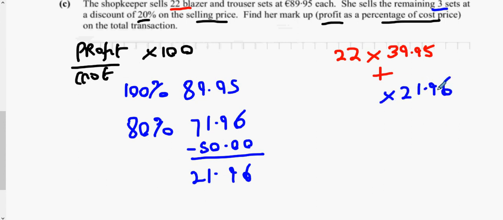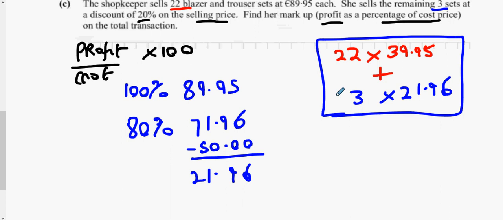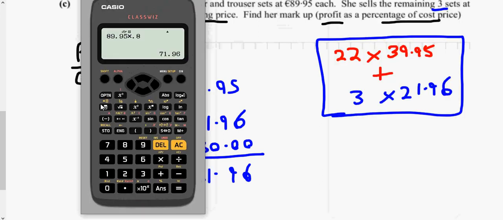And how many sets did she sell at that price? 3. Add the two of them together to get the total profit. So, will somebody put that into the calculator and tell me what the total profit is? Anybody got €943.68? €943.68. When you do what's in the box?